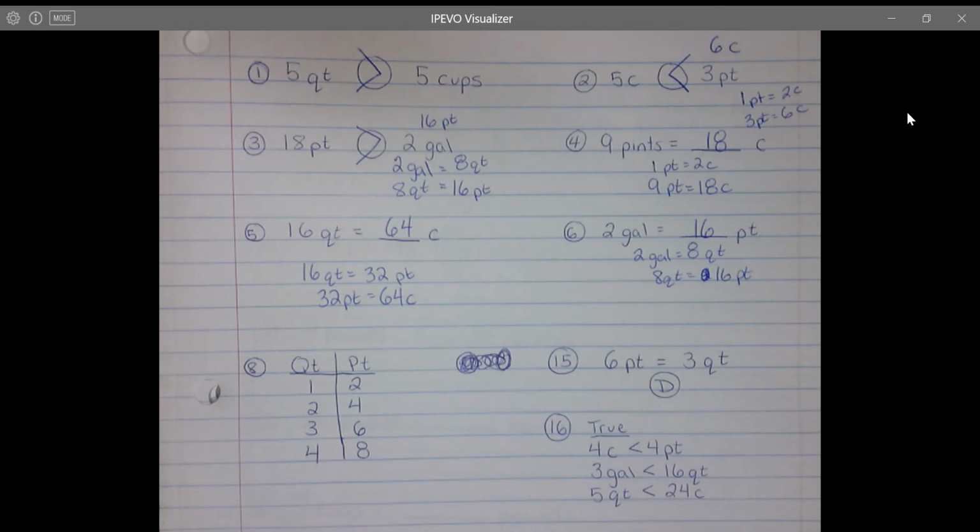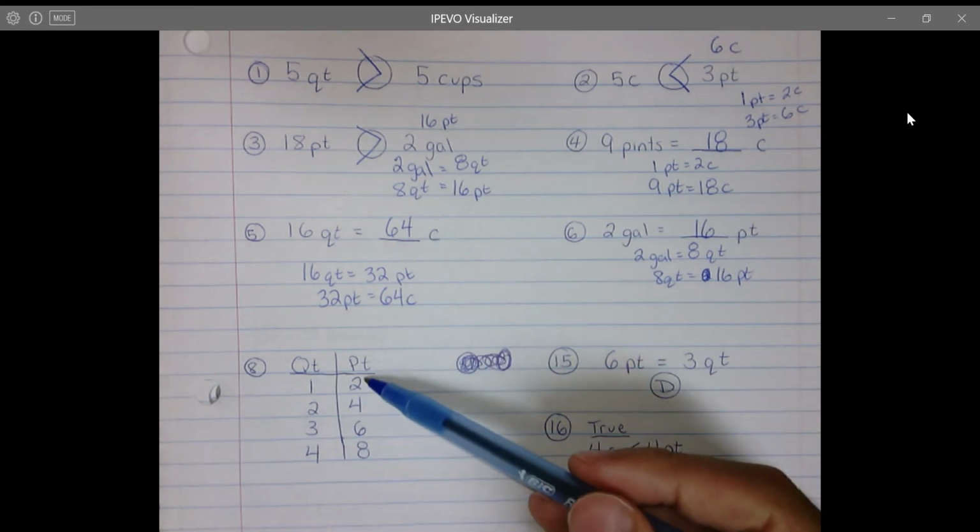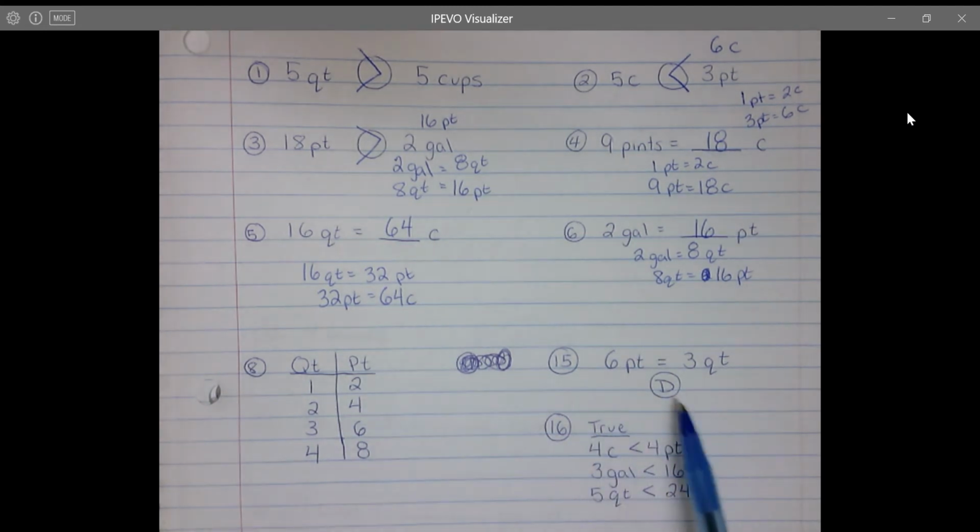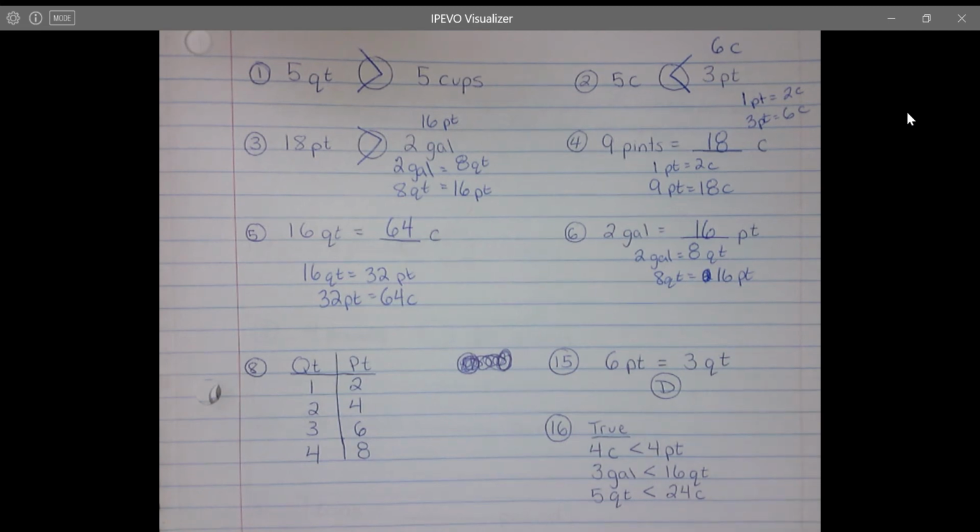All right, questions 8, 15, and 16. Here are the answers for you. Filling in the chart, it would be 2, 4, 6, 8. For 15, the correct answer was D. And then these were the true ones. If this was an A, B, C, D, E question, I believe that was A, C, and D. All right, so that was yesterday's lesson.